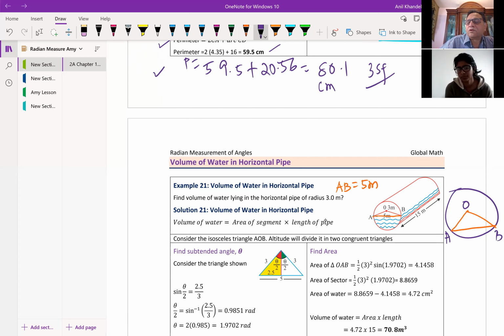So we are saying this is the water. Is that clear? And this length here is 5 meters. And this is 3 meters. That O is for the center O.